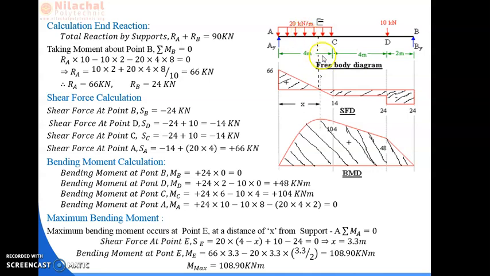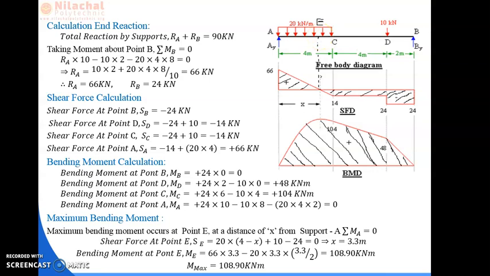Now equating the equation, the 20 kilonewton will be UDL, and the magnitude will be: the total distance is 4, from this point to this point is x, so 4 minus x. 20 into (4 minus x) plus 10 minus 24 equals 0. So you are getting the value of x as 3.3 meters from the C point.